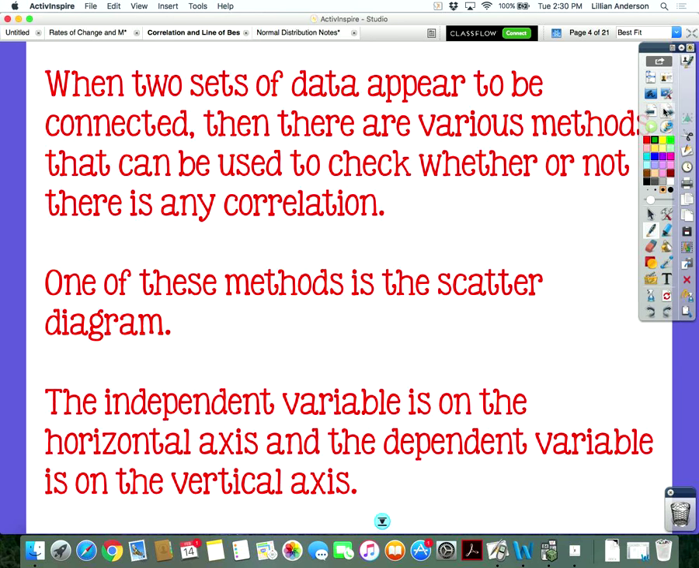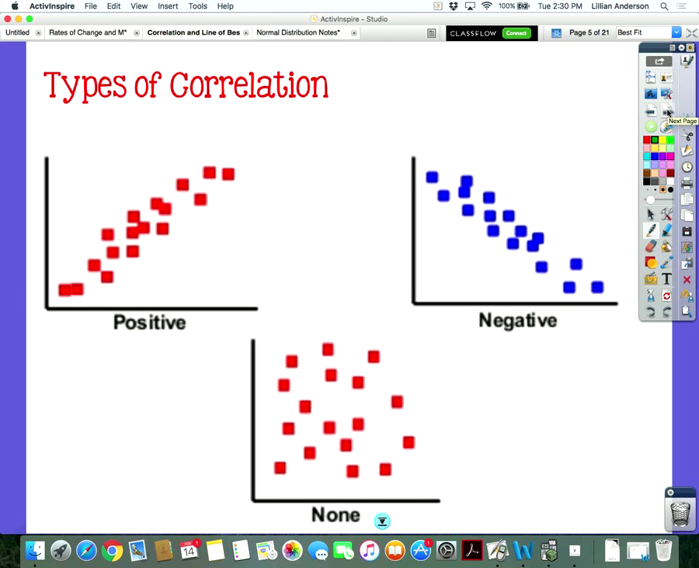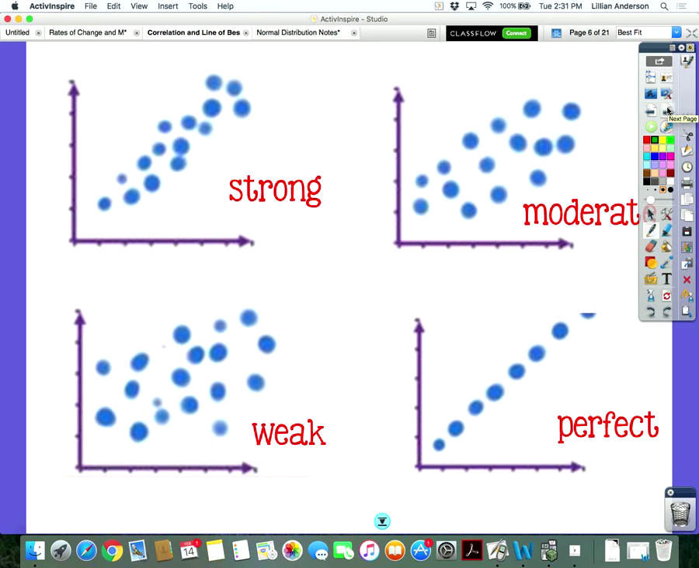Neutral. Neutral is everywhere. In other words, it's not going up, it's not going down, it's just literally scattered all over the place. These are three different ways to describe a correlation. It can be positive, it can be negative, or it can have no correlation at all. Now, if it is positive or negative, then you can describe it even more. If you have a positive or negative correlation, not none, because if it's none, then you don't describe it anymore, then you can have strong, moderate, weak, or perfect correlation.